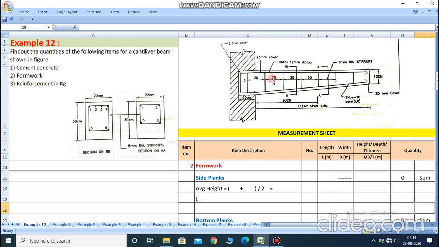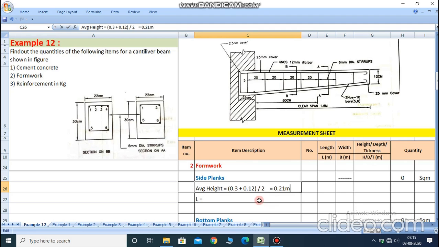Here the dimensions for the inner and outer side are not the same, so we take the average height of the plank. Here the height is 30 centimeter and here the height is 12 centimeter. So 30 centimeter converted into meter is 0.3, and 12 centimeter converted to meter is 0.12. Now the average height is equal to 0.21 meter. It's the average height for the formwork.